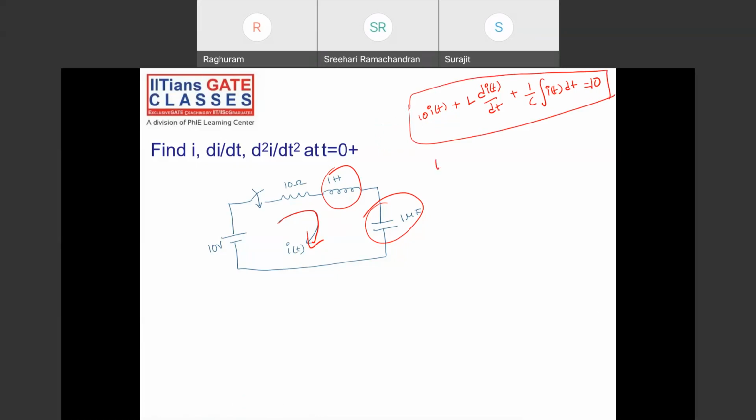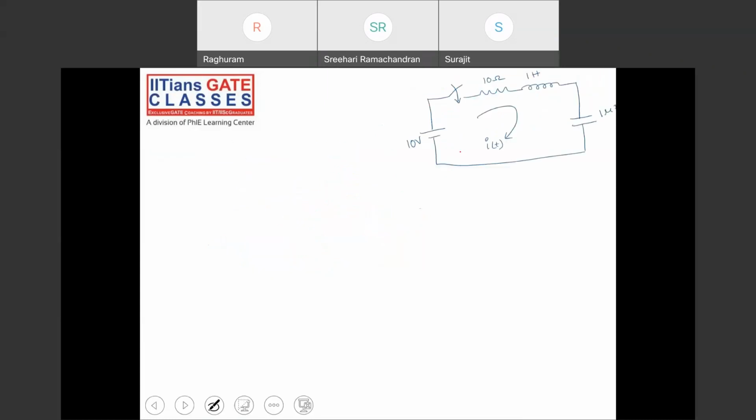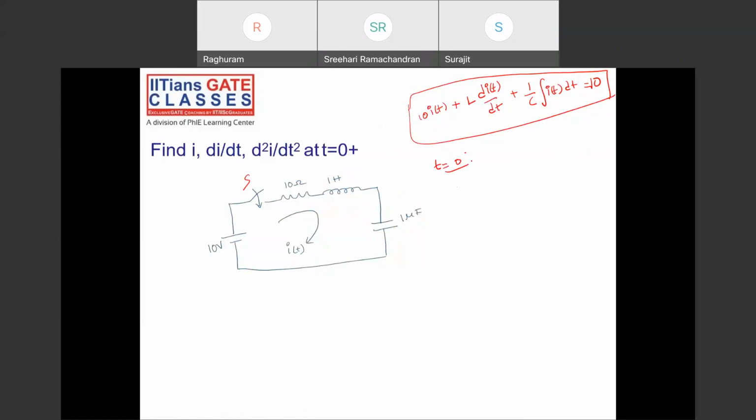At t equal to 0, the switch is getting closed. Initially everything is uncharged: the inductor is not charged and the capacitor is not charged. So just after the switch is closed, at t equal to 0 plus, what happens?